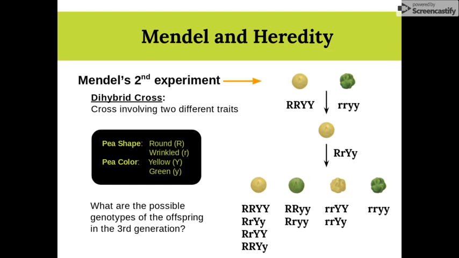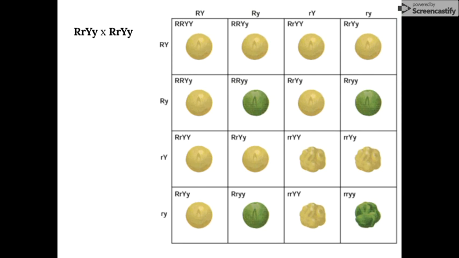And so what does this cross look like in a Punnett square form? If we were to take the 2 pea plant parents from his second generation and put them in a Punnett square, what would that look like? Well, it would look like this, a dihybrid cross. So this is showing Mendel's second generation being crossed and all of the possible offspring that cross would produce.